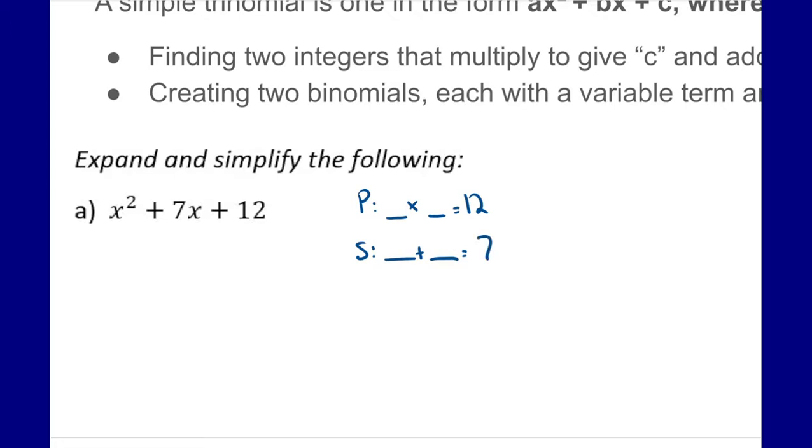So we think about the numbers that multiply to 12 and add to 7, and we should find that it's 4 and 3. Since that's the case, it becomes x plus 4 and x plus 3. Let me just color code it. So that is our factored form for that simple trinomial.